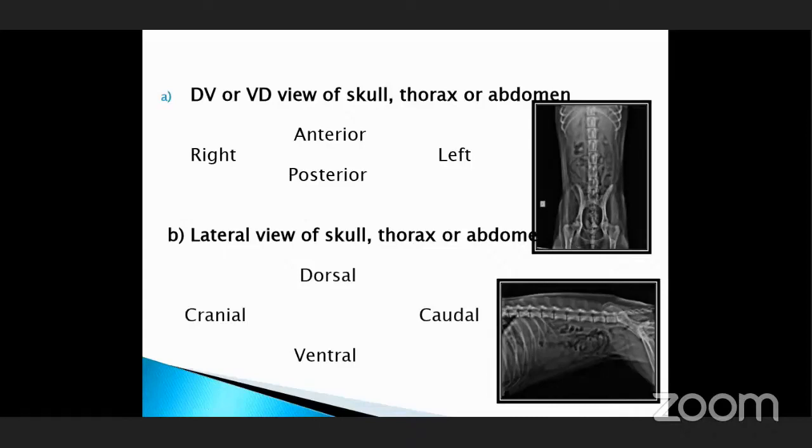Now, for the placement of lateral views of skull, thorax, and abdomen. The radiograph should be placed in such a way that the cranial portion of the patient is towards the right of the radiologist and the caudal portion is towards the left. In lateral view, the cranial portion should be towards the left of the radiologist, the caudal portion is towards the right of the radiologist, and the dorsal part of the patient is upward and the ventral part is downward towards the earth.